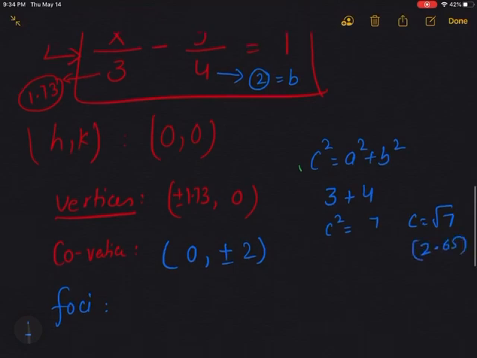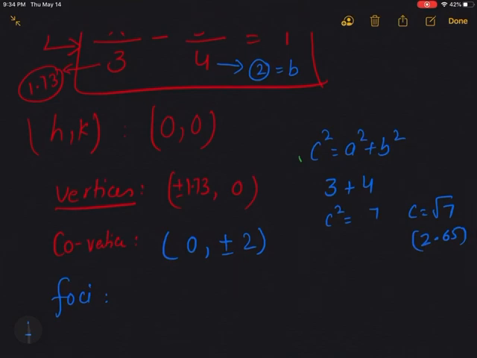Okay, anyways, now let's find the foci. And foci is always on the transversal axis. So since the transversal axis is x, it would be plus and minus 2.65, comma 0. And yeah, this is pretty much all.